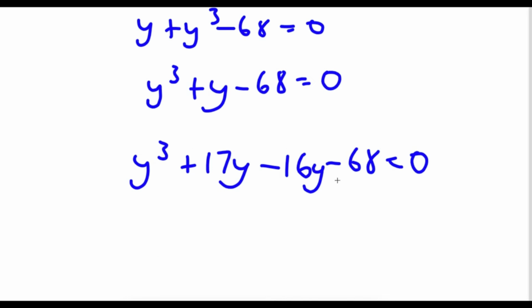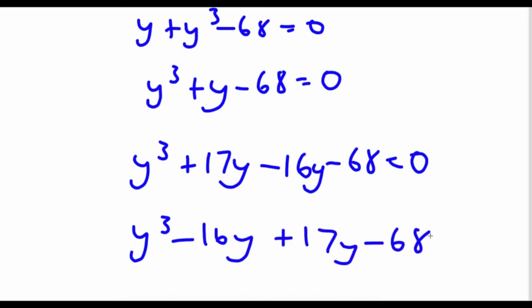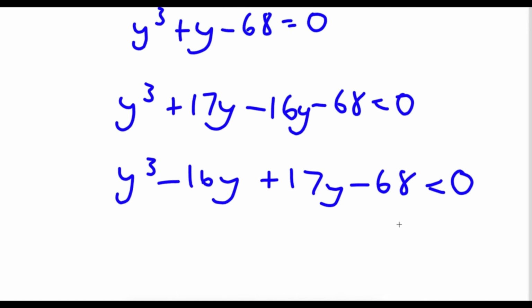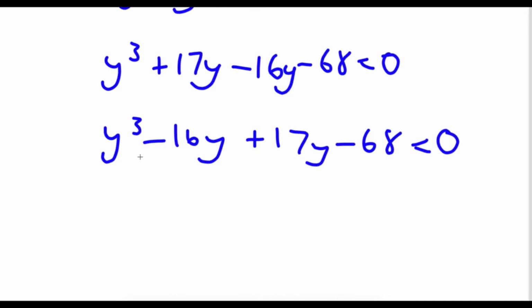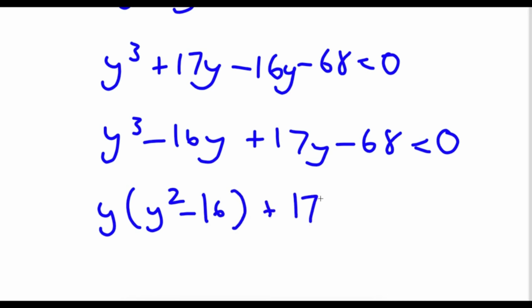Before doing that, I'm going to first rearrange the order. So now I'll have y to the power of 3 minus 16y plus 17y minus 68 is equal to 0. Now I'm going to factor by grouping. So from y to the power of 3 minus 16y, I'm going to factor out y. Y to the power of 3 divided by y is y squared, minus 16y divided by y is 16. Then I have plus 17y minus 68.